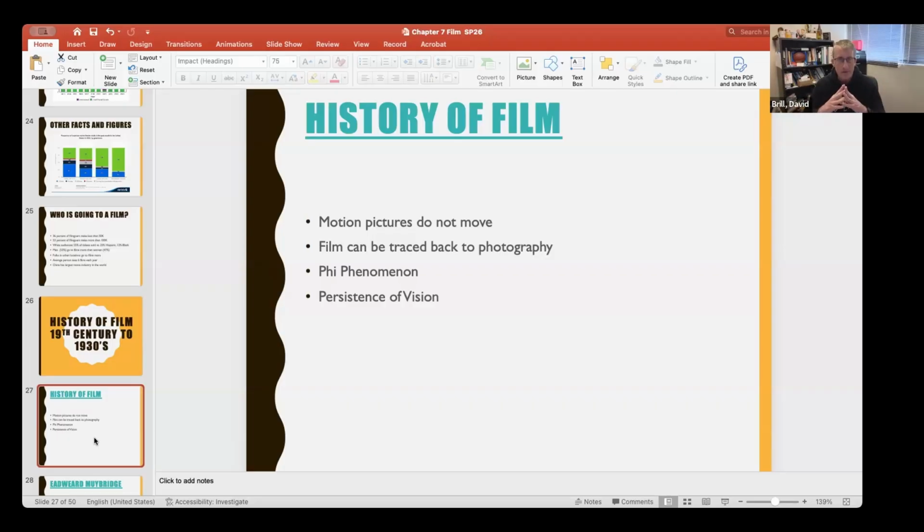But there's also something to do with our brain that had to already be built in order for this to work. There are 2 terms I want you to be familiar with. One is called the pi phenomenon. The other is called persistence of vision.